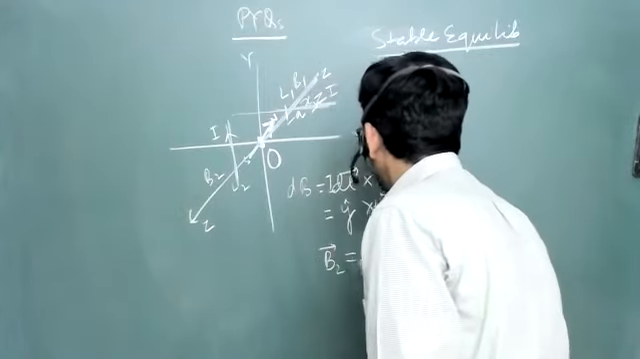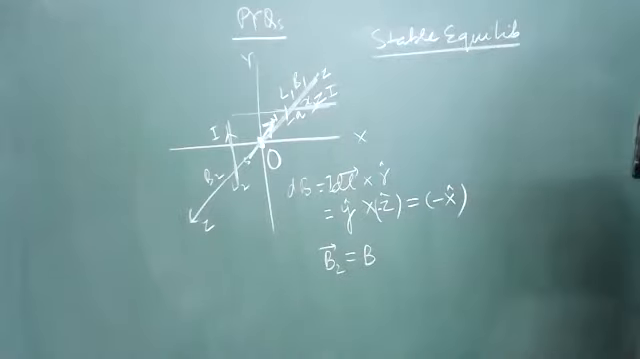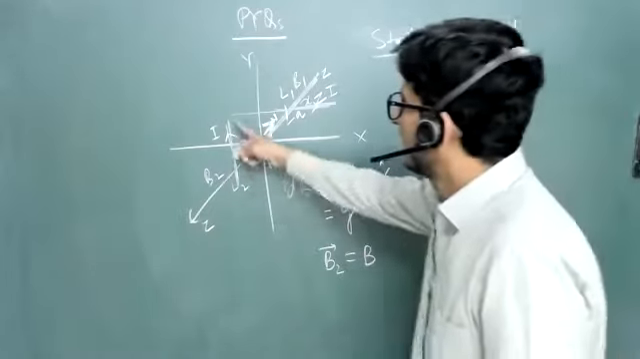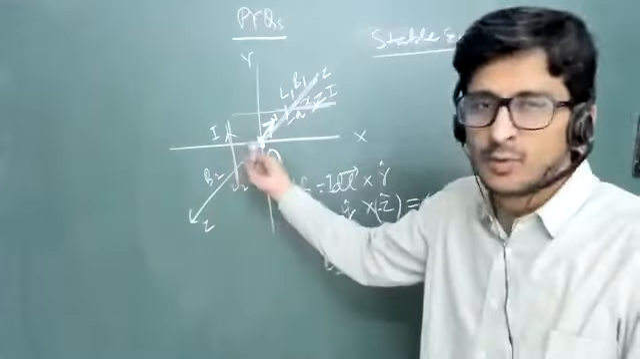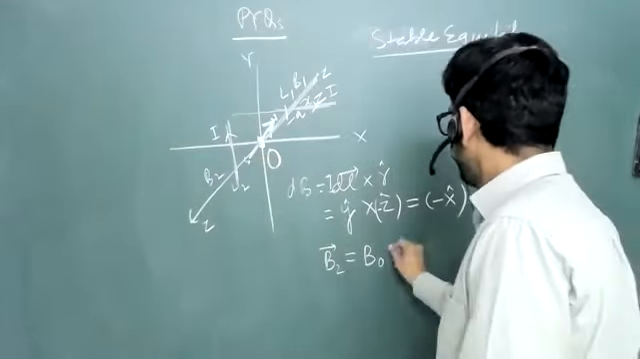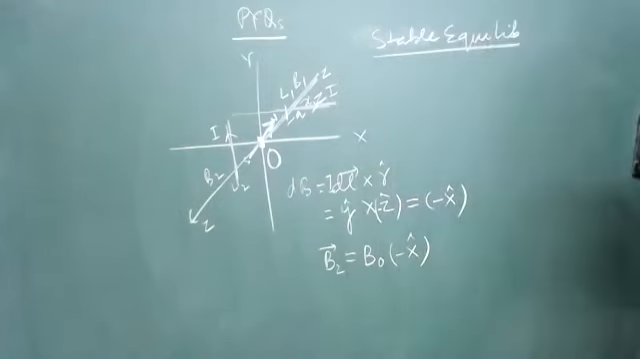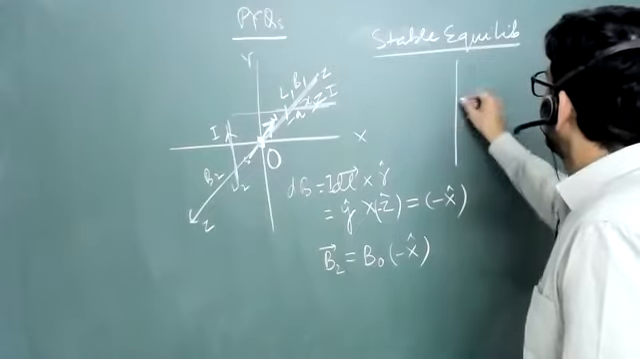B2 is equal to some B. Whatever the value is, you can write it, because the current is the same and the distance is the same, so both values will be the same. So let us write it as B naught, in the direction minus x cap. Please see this. Okay. So please remember the Biot-Savart law.